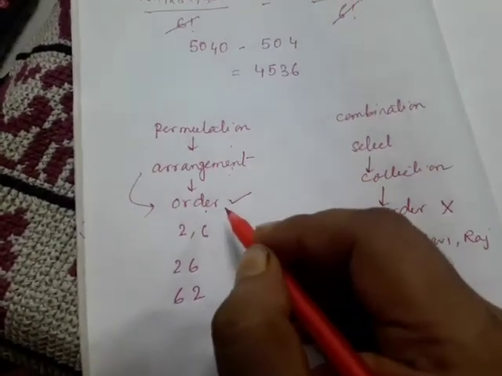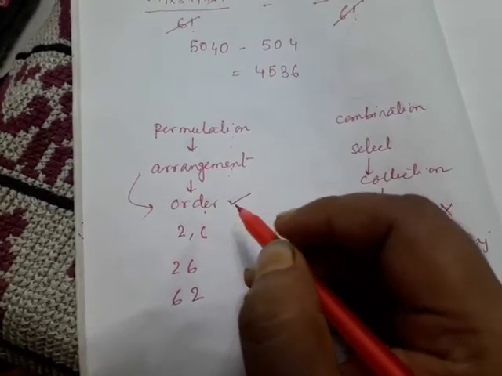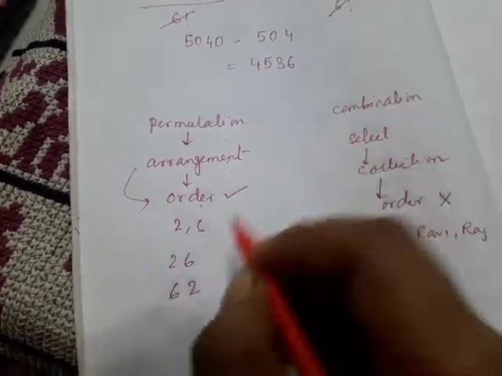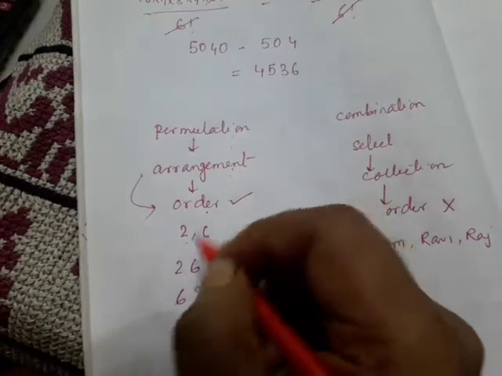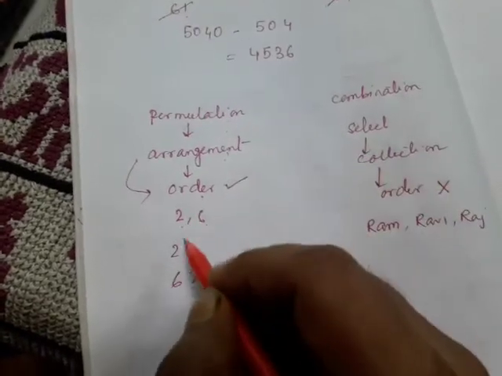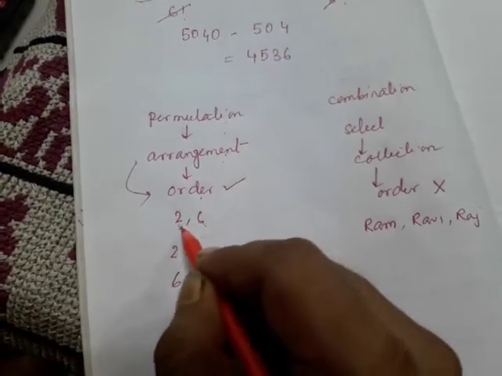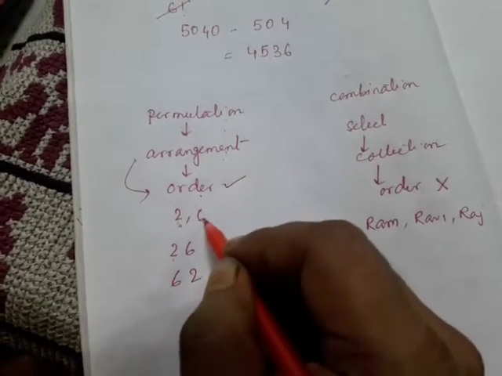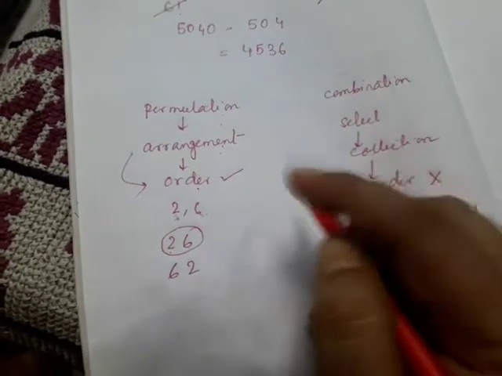If by changing the order the meaning of the question changes, then you will understand that this is a sum of permutation. For instance, you have been given 2 digits, 2 and 6. The question is, in how many different ways can you arrange these digits to get numbers? If you choose 2 first, then obviously you choose 6 second, and the number formed is 26. So this is one arrangement.